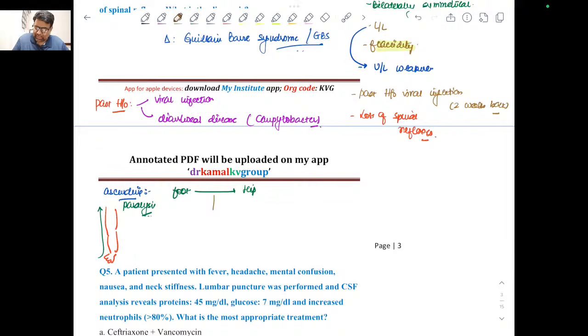And one of the classical presentations is, the patient will come to us and say that footwear is slipping off the foot. So the patient will tell that whenever I am walking, my footwear, my sandal or my chappal, will come off my foot. So that's one very important clue. So this is ascending paralysis.